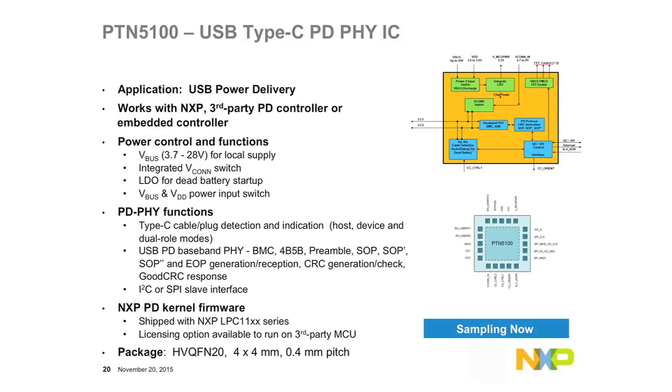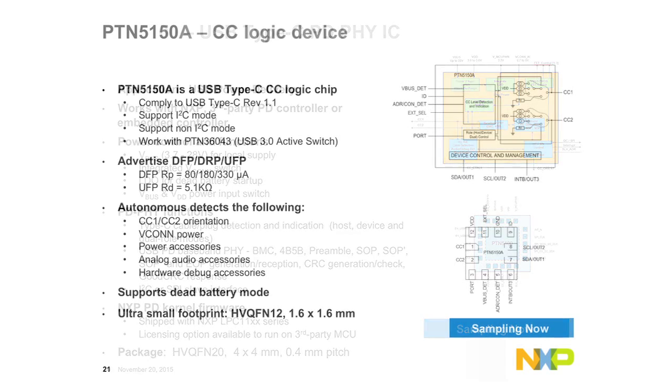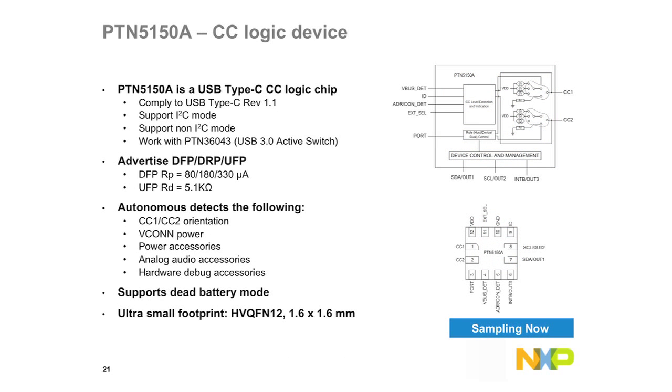So I've listed the functions here. You can take a look when you refer to the slides later on. NXP also has fully compliant PD firmware, the full firmware as per the PD spec that Steven is going to touch upon a little bit. And then the 5050 device, which basically does the CC Logic detection. It can detect VCON power. It can detect what kind of accessories are plugged in. So kind of a simpler use case if you do not want to support power delivery, right?